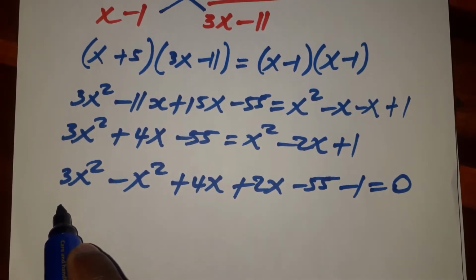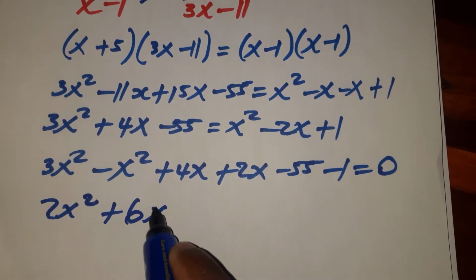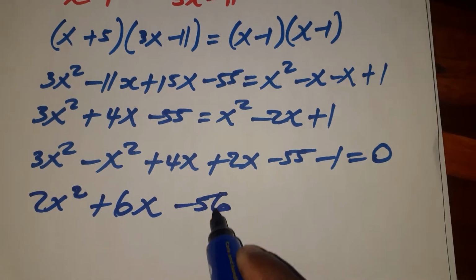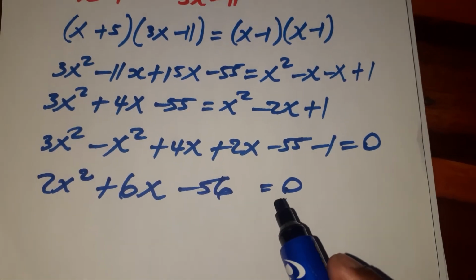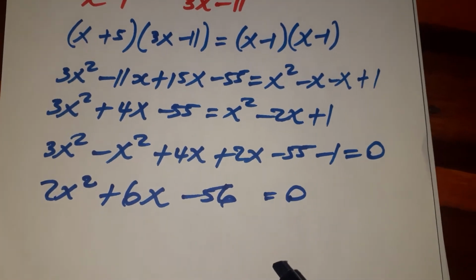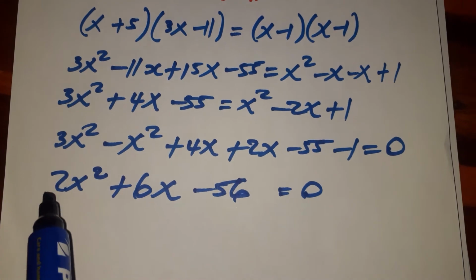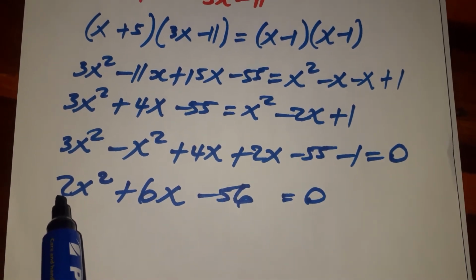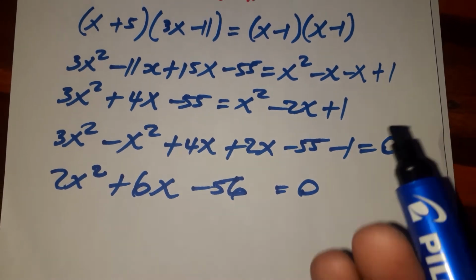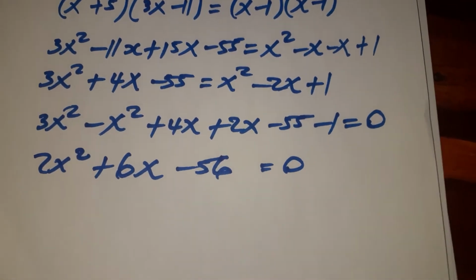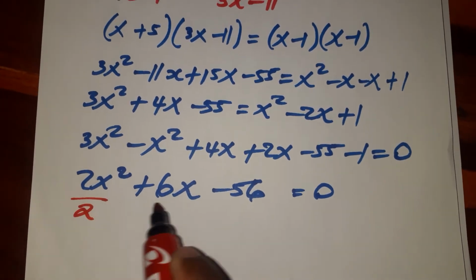Then we have 2x squared, and then here we have 6x, and then minus 56 equals 0. Now we have a very nice quadratic equation. What is interesting here is that we need to check the number that we have in front of x squared. Is it a factor of 6 and 56? In this case it is. Then what we can do, we now have to divide throughout by 2.